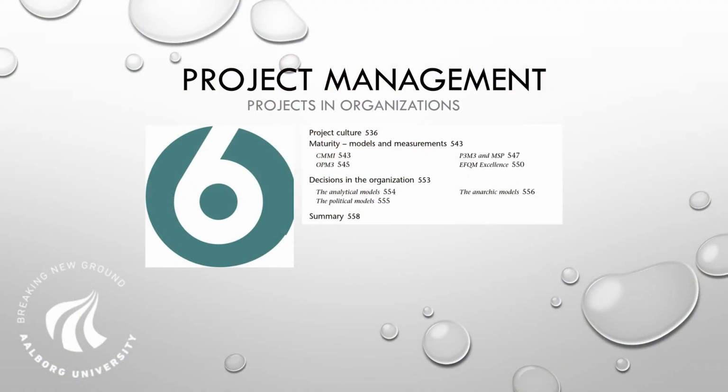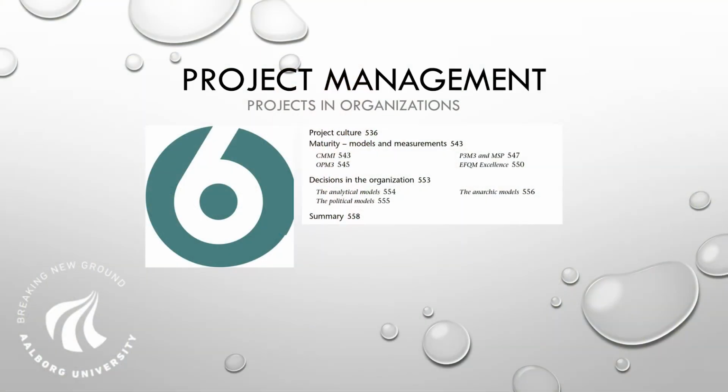Course number 6 is on projects in organizations, how to handle them and how to measure results. Again, we will try to analyze the so-called project culture. We will have a look at maturity models and measurements. And again, there are certain standards one needs to know. We will concentrate on the 5 most well-known techniques. How do you make decisions in organizations? The analytical models, the political models, and the anarchic models.